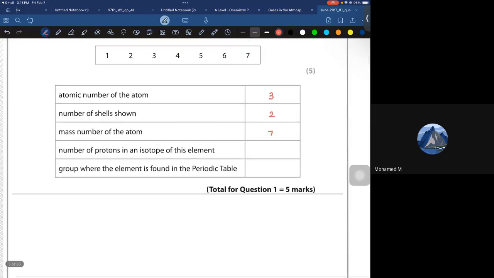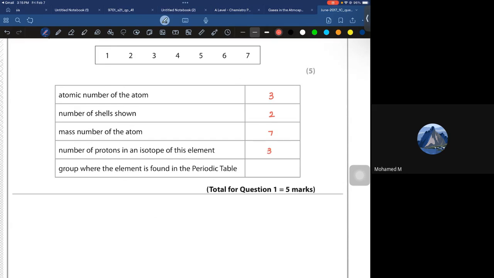And number of protons in an isotope of this element. Obviously, you know the definition of an isotope. Same number of protons, different neutrons. Exactly. So obviously it would be three again.